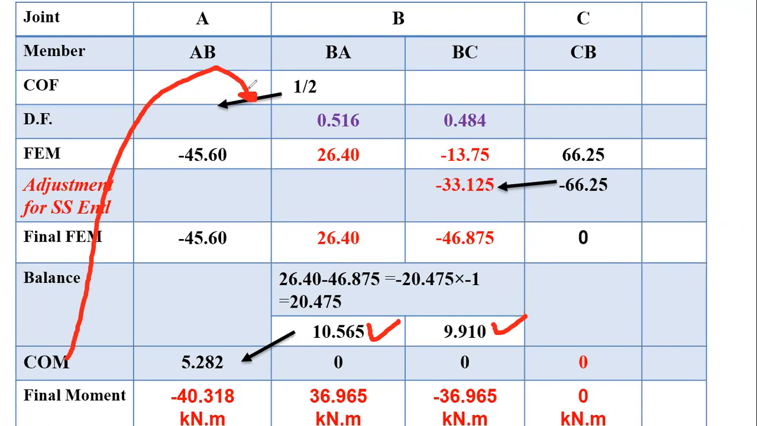So in case of carryover factor, BA moment will go to AB. So this carryover moment totally depends on the carryover factor.